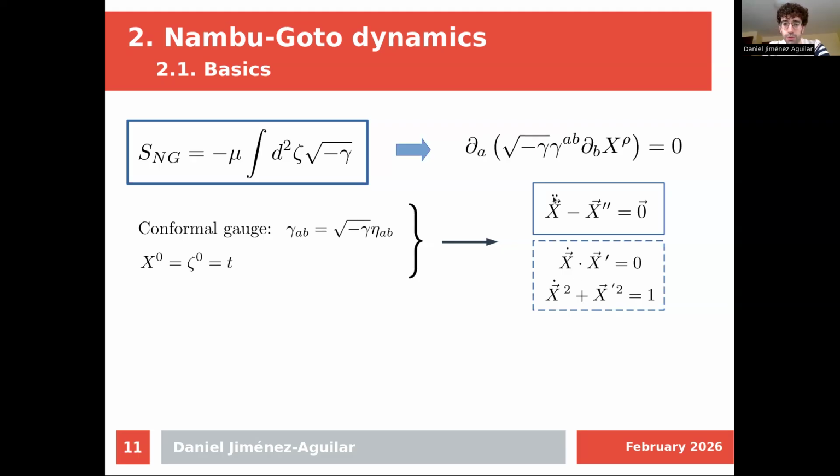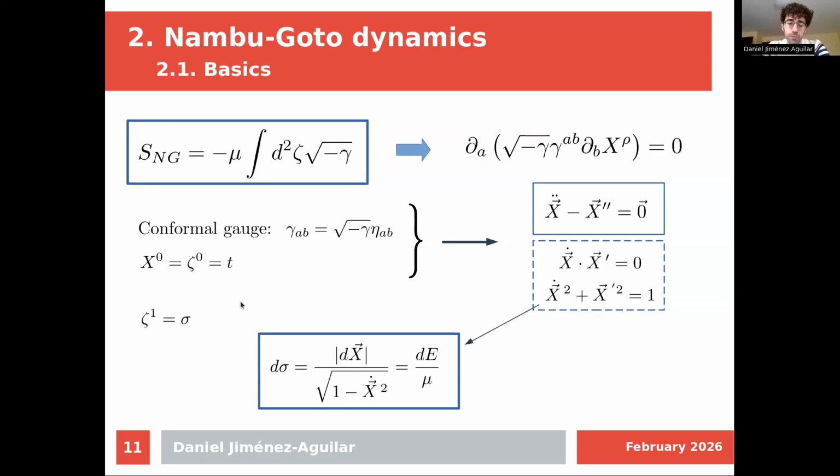Here, dots are derivatives with respect to time, and primes are derivatives with respect to sigma, which is the second worldsheet coordinate. Now, from the second gauge constraint, one can see that sigma is proportional to the energy of the string, and on the other hand, from the first constraint, we see that the velocity of the string is perpendicular to the tangent vector at that point.